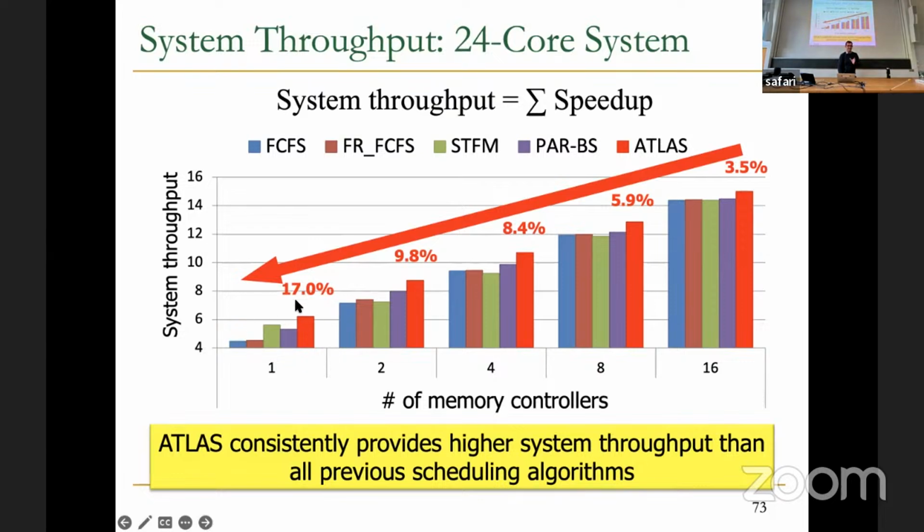But I would say this is not a very reasonable or balanced system, because having 24 cores and having only 1 memory controller, 1 channel, is really starving the bandwidth. As a result, for example, PARBS doesn't perform as well as STFM in this case, right? It's hard to explain that in general. In all of the other configurations, PARBS is better than STFM, for example.